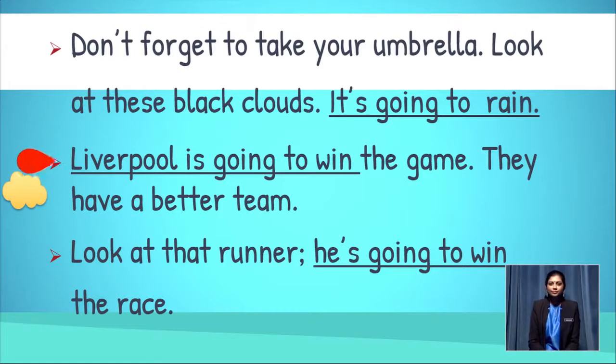Liverpool is going to win the game. They have a better team. Look at that runner. He's going to win the race. As you can see from the examples here, we use be going to when there are signs that something is likely to happen.